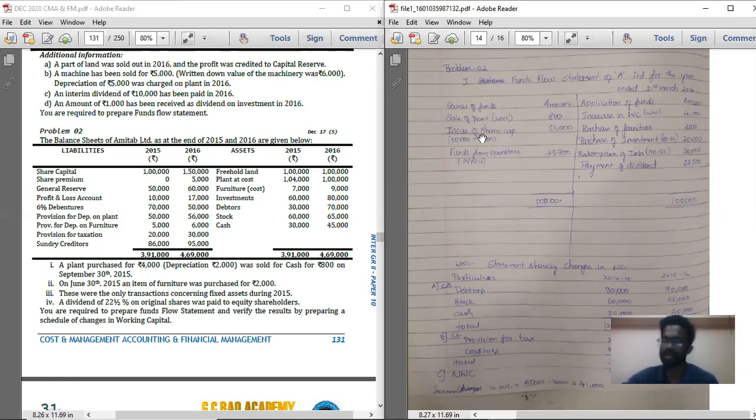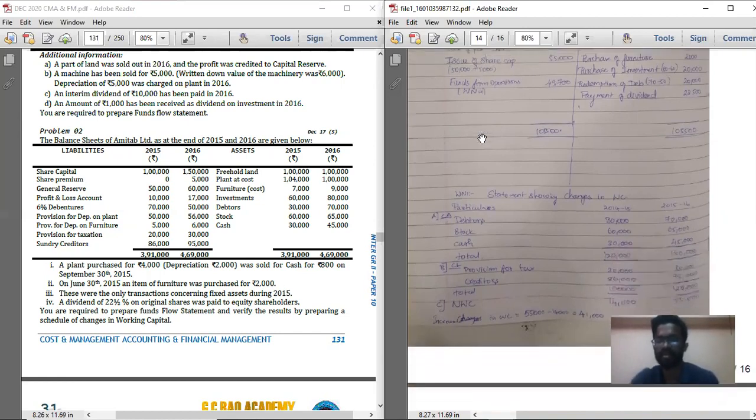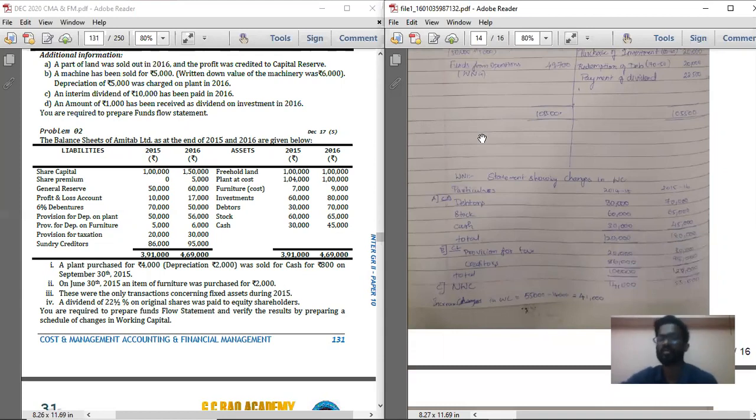Now start off your working notes. Same procedure. Working note number 1, leave 10 lines gap and record: statement showing changes in working capital. Below that, draw a 3 column table: first column particulars, second column 2014-15, and third column 2015-16.